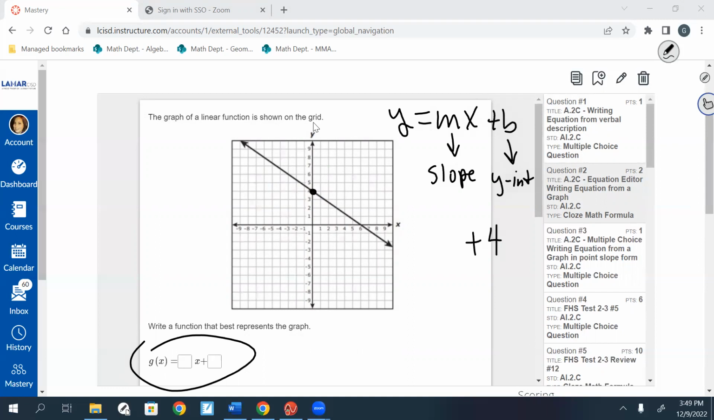Now the next thing we need to do is find the slope. Okay, so find the slope here. So we can see another good point to use for this graph. Yeah, we can use this point right there, the point at 3, 2, or we could even use the point here at 6, 0. So you've got a couple of options.